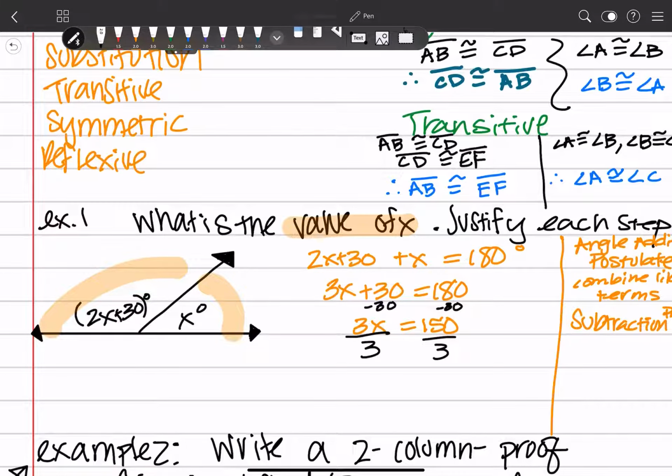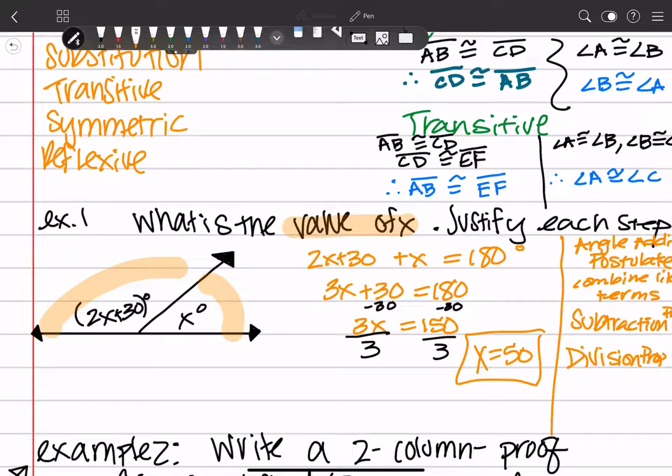All right, well, because we are dividing, that is the division property. And when you're doing algebraic stuff, it's kind of easy because it's just the property or the operation that I just did. And what you would end up getting is x equals 50. Yay! You just did an algebraic proof.